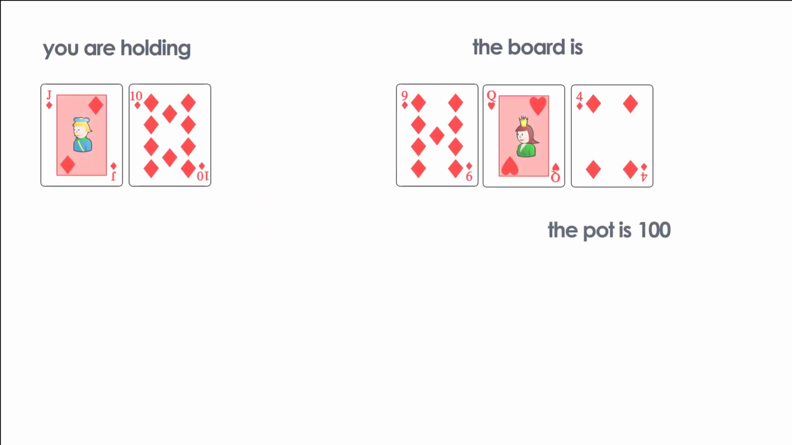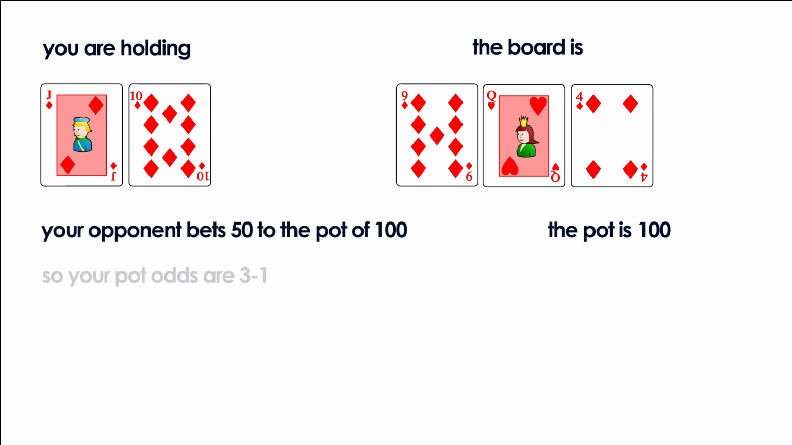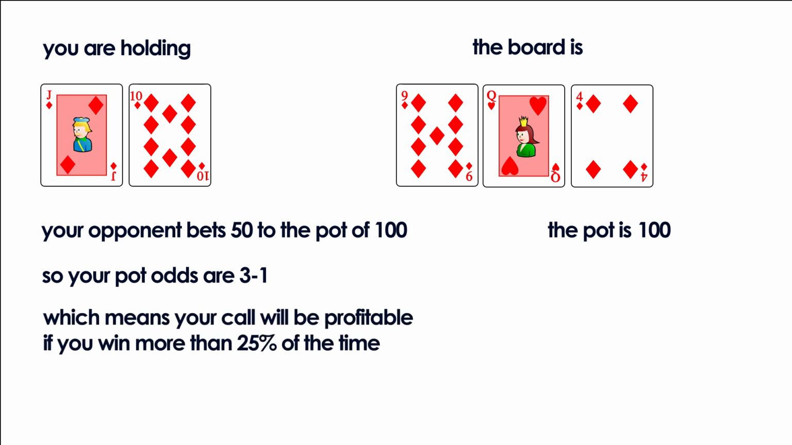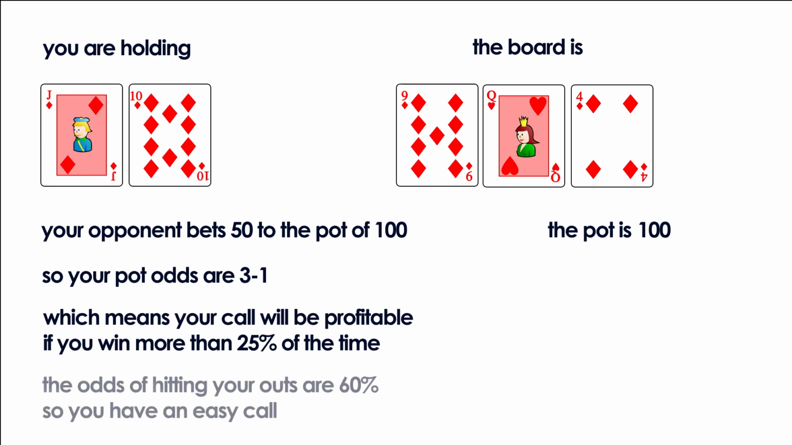Back to our example. The villain bets 50 to the pot of 100. You quickly calculate that your pot odds are 3 to 1, so you only need to win 25% of the time to break even, and you know the odds of hitting the flush or straight are 60%, so you call.